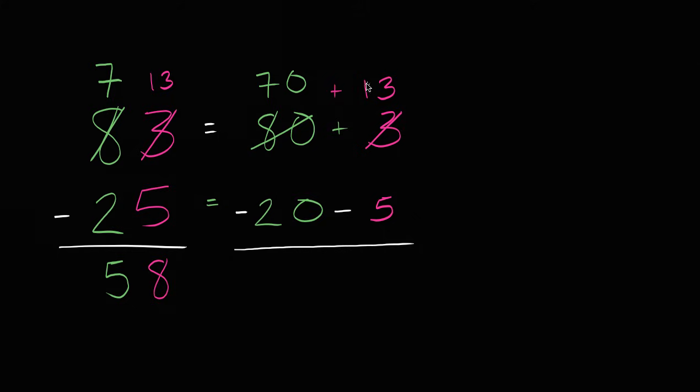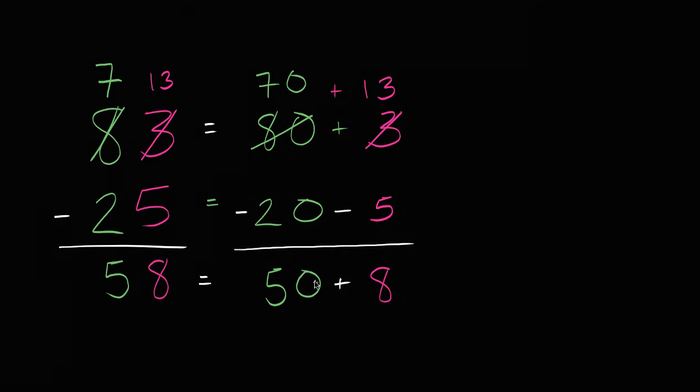But what's useful about this is now, in the ones place, I can subtract 5 from 13. Well, if I subtract 5 from 13, I'm going to get an 8. And then if I subtract 2 tens from 7 tens, or 20 from 70, I'm going to get 50. So this is going to end up being 50 plus 8, which is the exact same thing as 58. 5 tens and 8 ones.